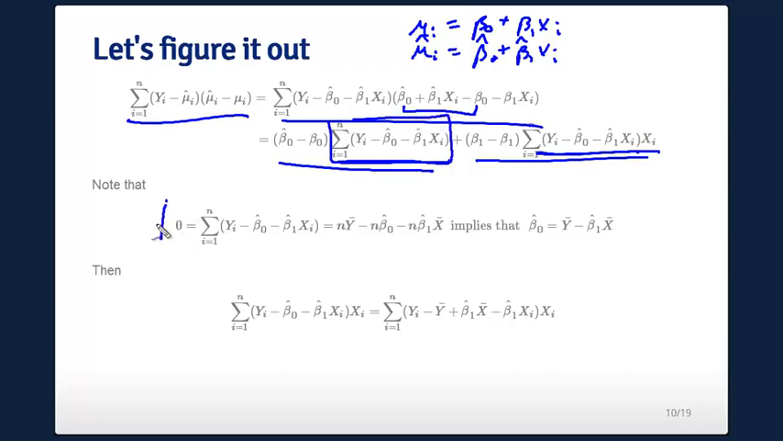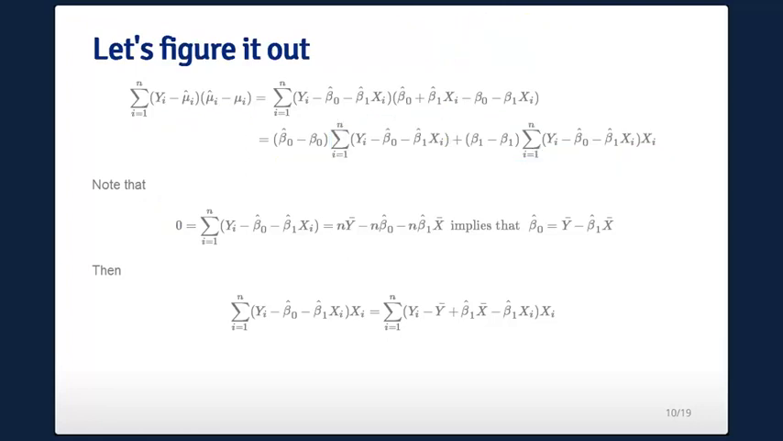So that yields two equations, two unknowns, right? So we should be able to solve it. Okay, well, let's look at that one first. If you expand the sum, we get n y bar minus n beta naught hat minus n beta 1 hat x bar, and this implies that beta naught hat equals y bar minus beta 1 hat x bar. So now we can plug this solution for beta naught into this other equation.